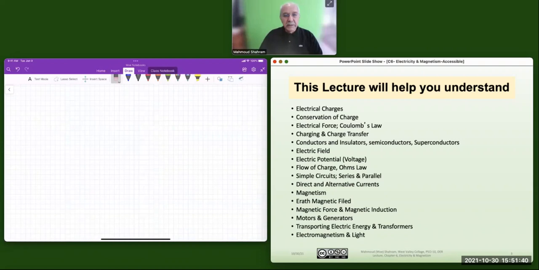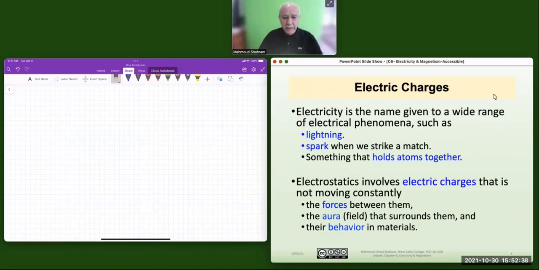And from there we talk about the concept of motors and generator as a result of a very interesting law which is called Faraday's laws of induction. And then we'll talk about how we transport electricity from one location to another. And then we conclude with the concept of electromagnetism and the concept of light. Let's go ahead and begin with electric charge.